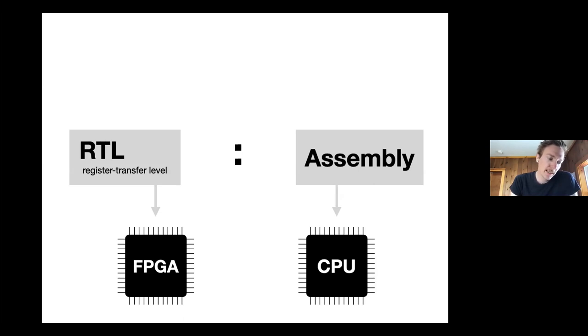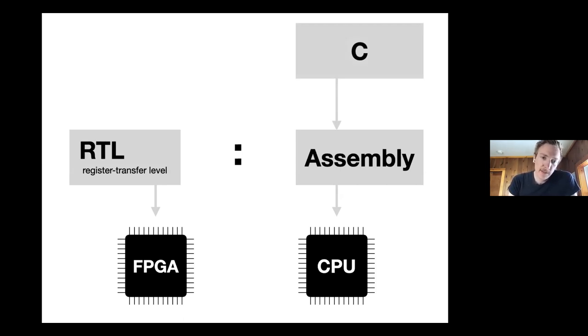And in my view, for mainstream programming of hardware accelerators, it's hard to see how RTL can scale to democratize access to acceleration on FPGAs. So a question that I think is worth asking is, what is the next level abstraction up?